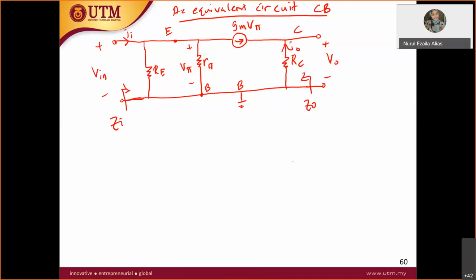Okay, so let's do it. Z in is equal to the RE, as you can see here. This is the current IE. But then you have two nodes over here, so the current flowing through the R pi is always IB. So you have current IE here and current IB here. Therefore it involves two nodes basically.